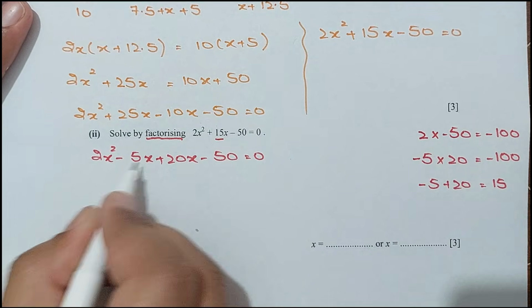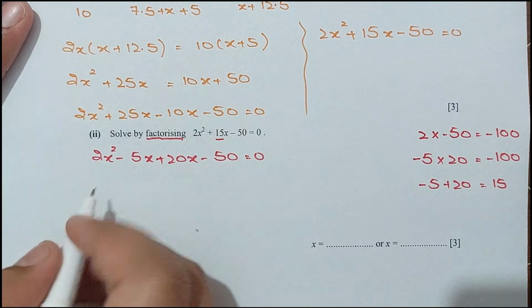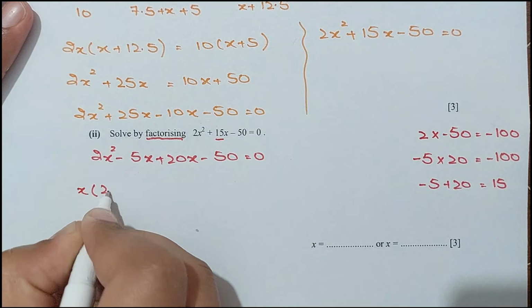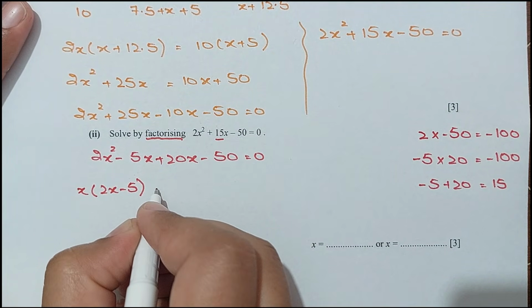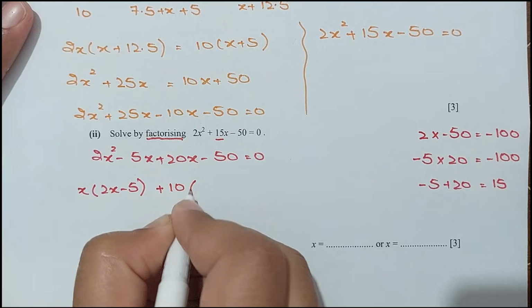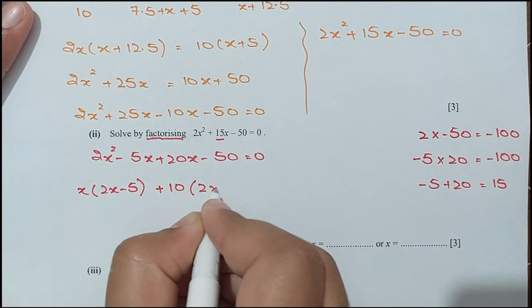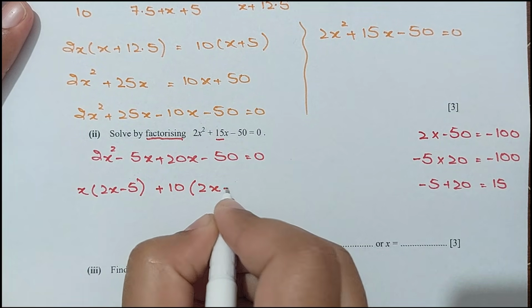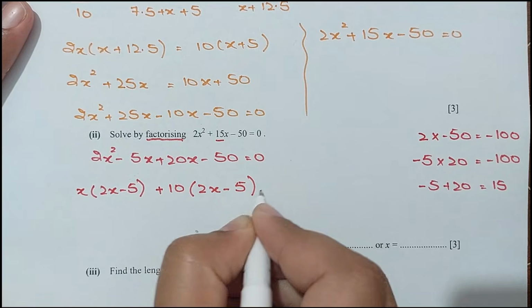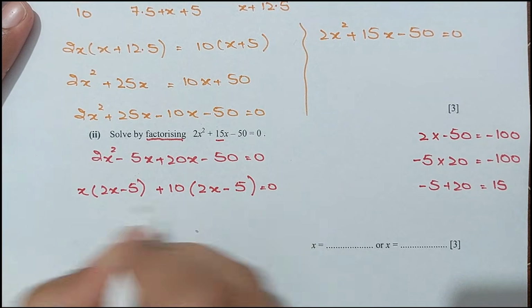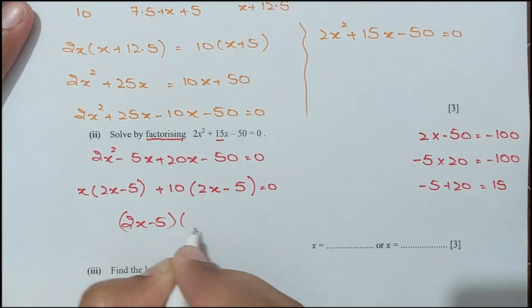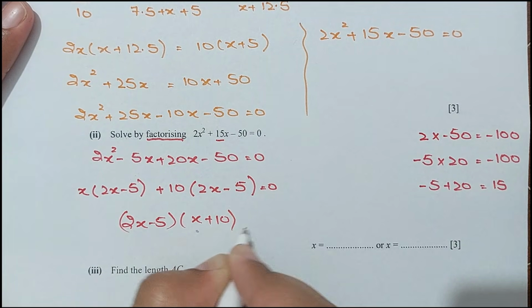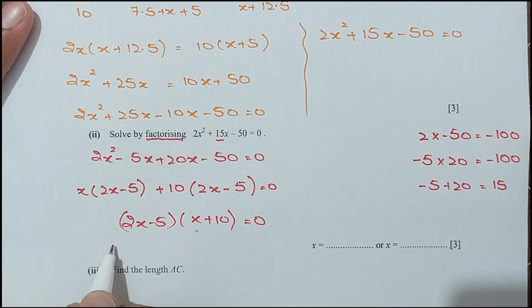In the next step, take the first two terms and take the common factor. So x is common, and 2x minus 5 is left. Next, 10 is common. So we have 2 times 10 is 20, and 2 times 5 times 10 would be 50, equals 0. So both the factors inside the bracket are the same. So the factors are 2x minus 5 and x plus 10. This equals 0. We have to solve them.